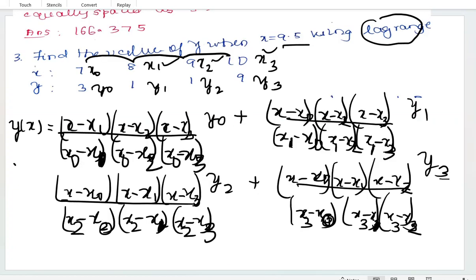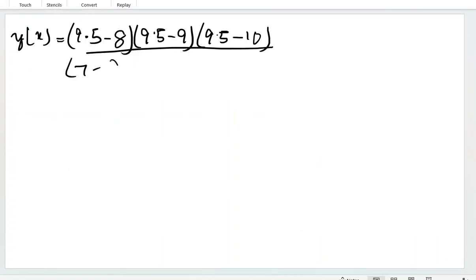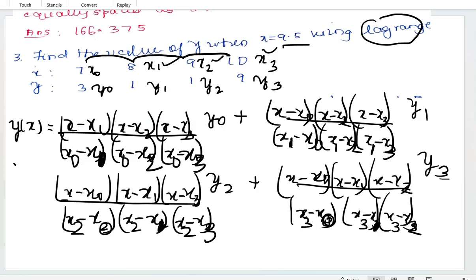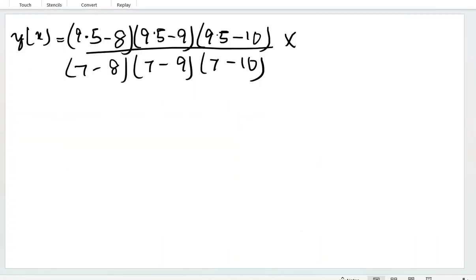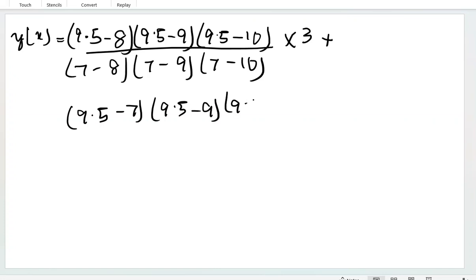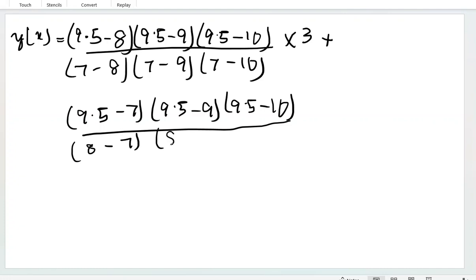7 minus 8, 7 minus 9, 7 minus 10. The y0 value in this case is 3. Plus, we write 9.5 minus 7, 9.5 minus 9, 9.5 minus 10. Down we write 8 minus 7, 8 minus 9, 8 minus 10. The next value which is found is 1.